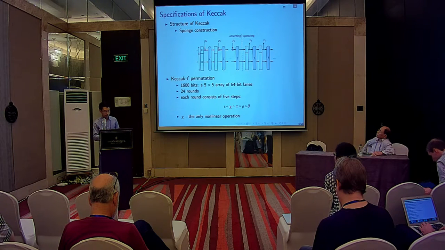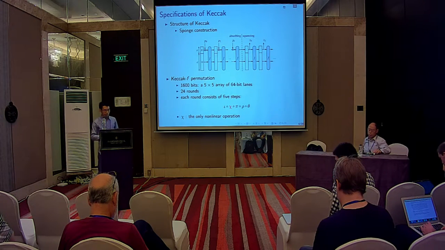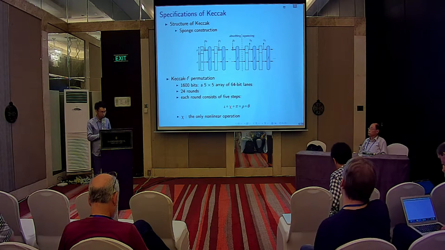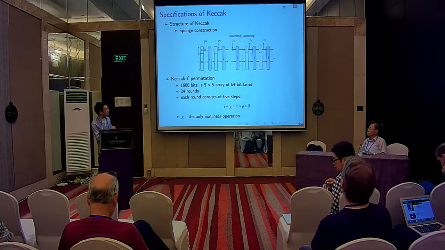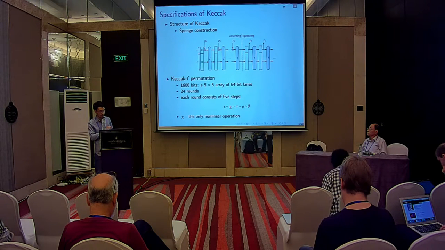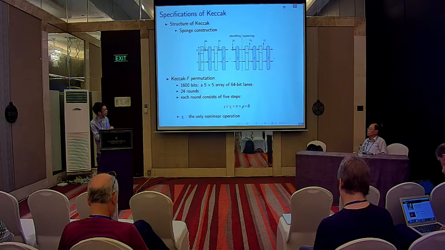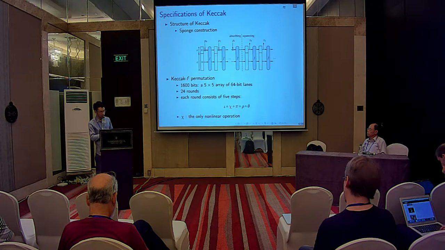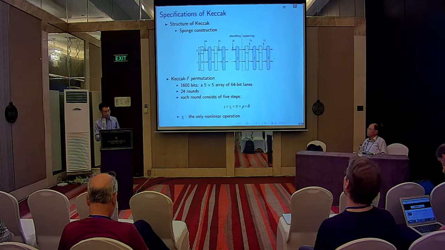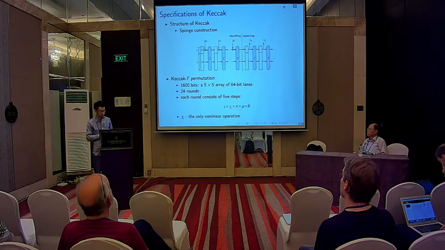Then comes the output: each step outputs r bits until all the output is obtained. For example, if we need to output l bits and l is bigger than r, then we need l divided by r blocks. In case l is less than r, then we just need one block, the first l bits of the first block.